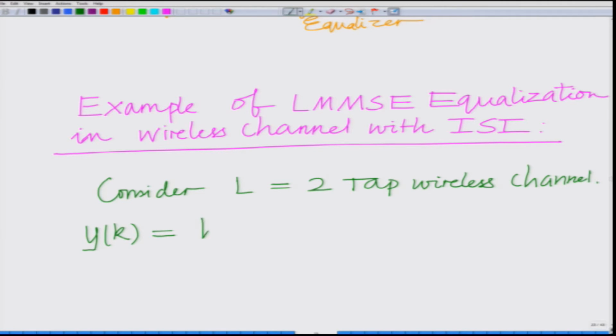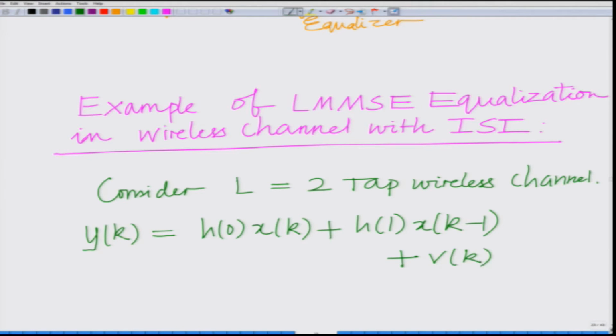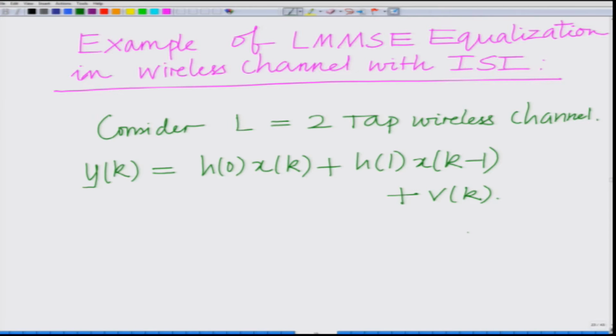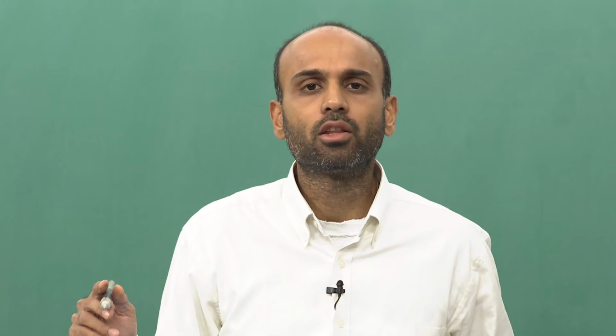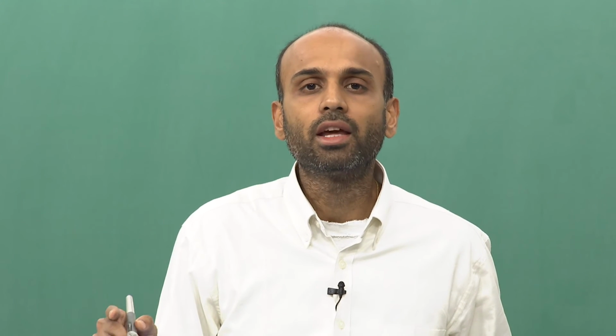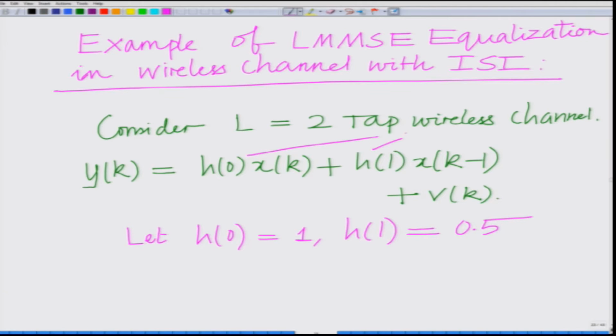yk equals H0 xk plus H1 xk minus 1 plus vk. Let H0 be equal to 1, H1 equal to 0.5. So, we are considering a 2 tap wireless channel similar to what we have considered before, that is H0 and H1. These are the 2 taps with H0 equals 1, H1 equals 0.5.